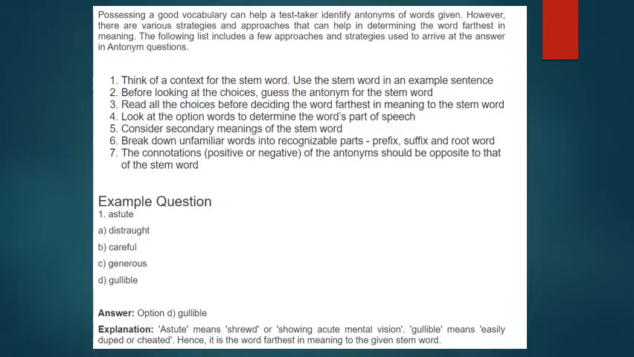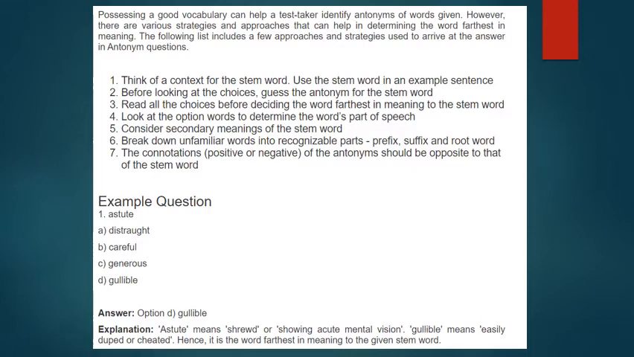Break down unfamiliar words into recognizable parts: prefix, suffix, and root word. Now, say the prefix is mal. If you find out whether it's positive or negative, then it becomes easier for you to find out the opposite word. The connotations, positive or negative: from the prefix, you can make out whether it's a positive word or negative word. So find out whether it's positively charged or negatively charged. Then it will become very easy for you to find out its opposite word.